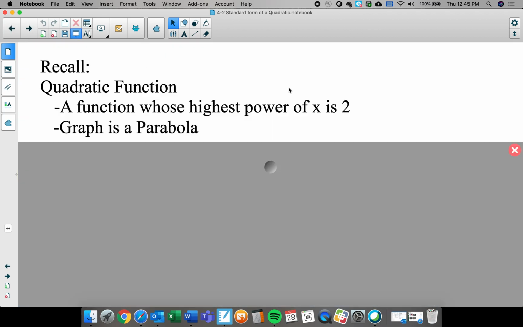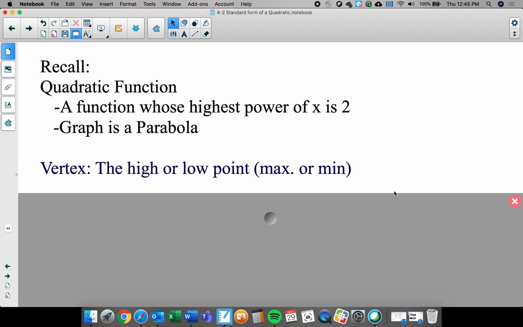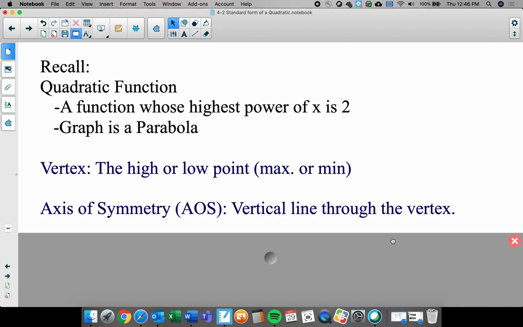Okay, so recall from the last lesson that a quadratic function is a function whose highest power of x is 2, any x squared. That's what we're looking at. And the graph looks like a parabola. It's a U shape, either opening up or down. Vertex, remember, if it opens up, is a low point and you have a minimum value. If the parabola opens down, then it is a high point and you've got a maximum value. Axis of symmetry, remember, is the line that cuts it right down the middle. And that vertical line always goes through the vertex because the vertex is located in the middle of the parabola.